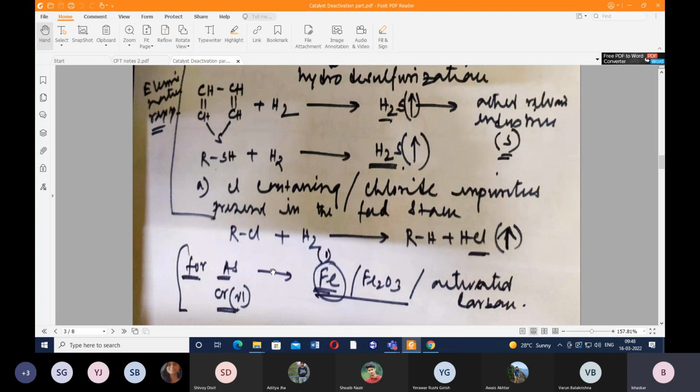So what is adsorption? To carry out this removal process in the presence of a suitable adsorbent. So what could be our suitable adsorbent? Here either iron or iron oxide deposited on activated carbon acts as a suitable adsorbent in this case. Okay, so adsorption operation will be performed to remove arsenic and chromium 6 containing impurities.